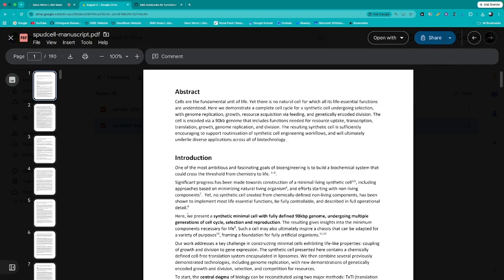And so you have all these different processes that are interconnected, and you can modify them as you need to in an engineering application. But generally, they're quite conserved in evolution. You also have selection and reproduction, which are, of course, key to different types of population level processes. The resulting cell gives insights into the minimum components necessary for life.